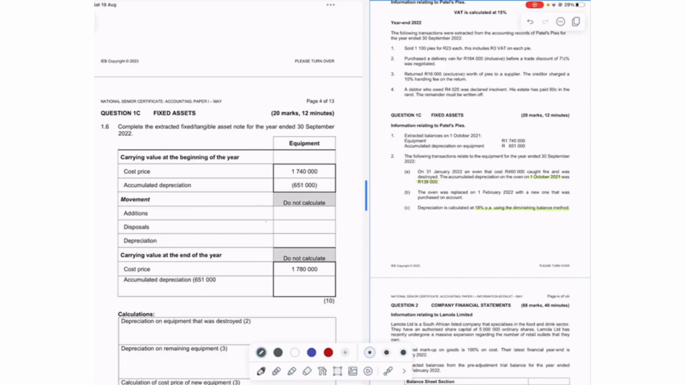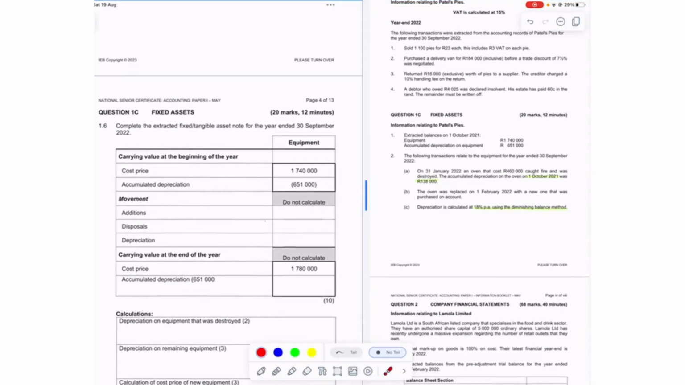Let's start with this question and this answer sheet. We've only been given the equipment section of this fixed asset note. The first thing we're going to do is calculate the carrying value at the beginning of the year. So you take your cost price minus your accumulated depreciation, and we have a carrying value of equipment at the beginning of the year of 1,089,000. Awesome, we've already got 1 mark from this question.